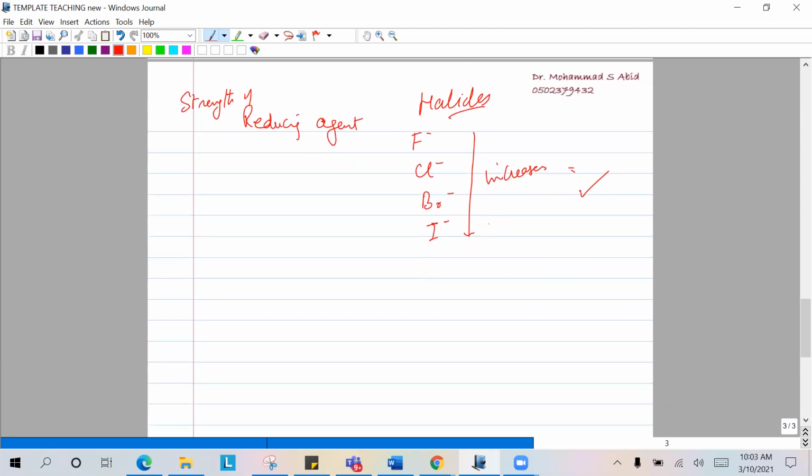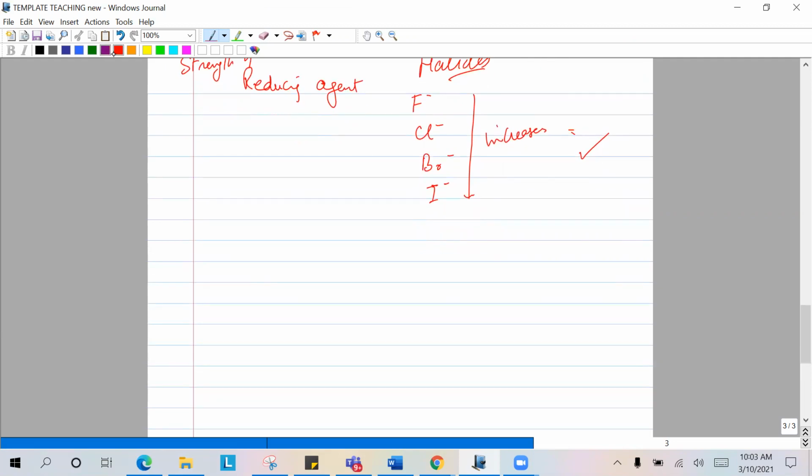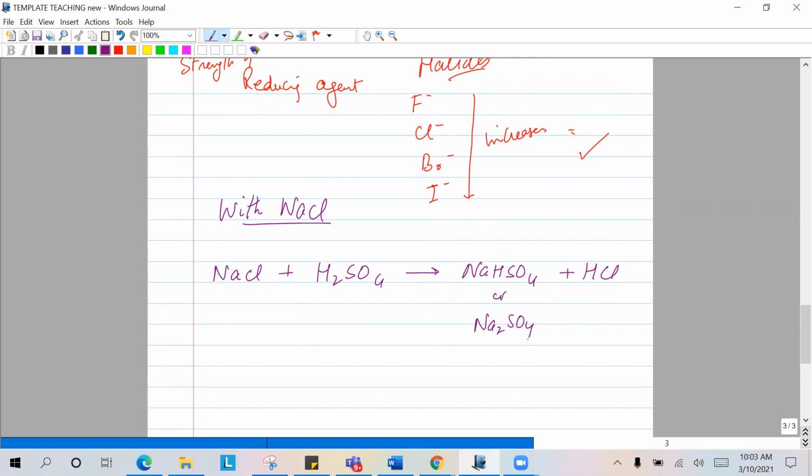So okay, let's talk about first with NaCl. Now when you're doing it with NaCl, what happens is you can take NaCl plus H2SO4. Now it forms NaHSO4 plus HCl. Now instead of this, you can write Na2SO4. It's the same thing. The only thing is then you will need a balancing, if instead of NaHSO4 you are writing Na2SO4. Otherwise, everything remains the same. So you can write either of this. Both will be considered as correct.